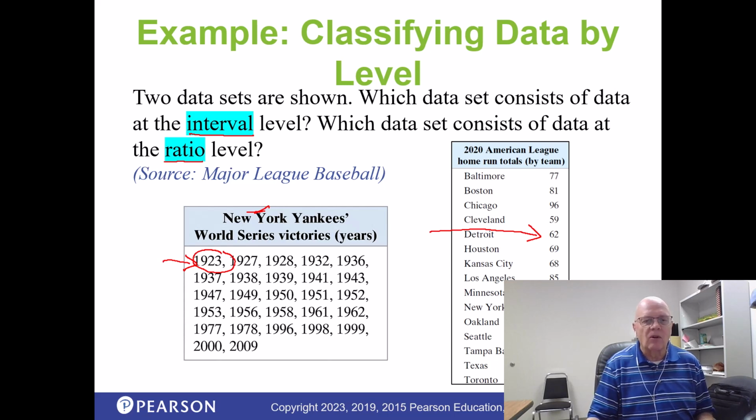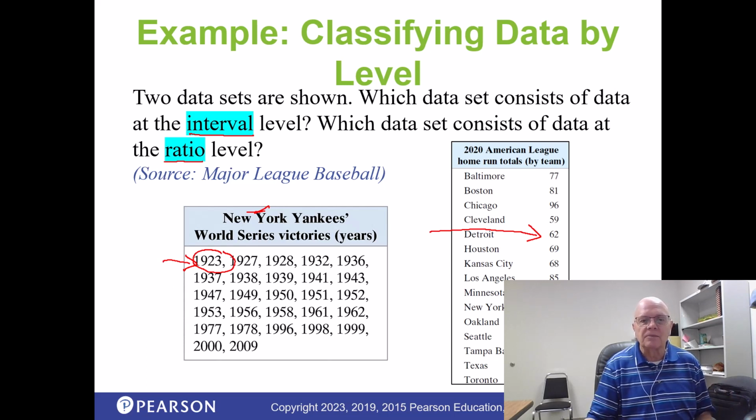Over here, oh, by the way, what about 0? Do we have a year 0 that means the start of everything? No, because remember, there's BC too. You could have 324 BC. So 0 doesn't mean no years or no time.